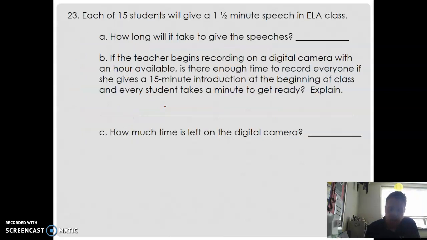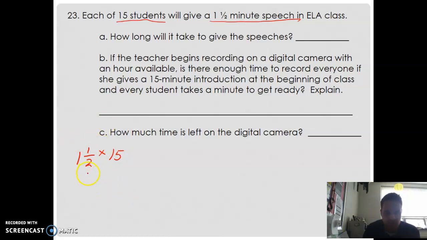So let's take a look at the do now that you had. It says each of 15 students will give a 1.5 minute speech, right? So we don't want to just have them throw a number together. We want to think about what this means. So I got 15 students and each of them gives a 1.5 minute speech. So I got 1.5 minutes, 15 students each. I could do 1.5 plus 1.5 plus 1.5, 15 times, or we know now from yesterday that we can just multiply by 15.